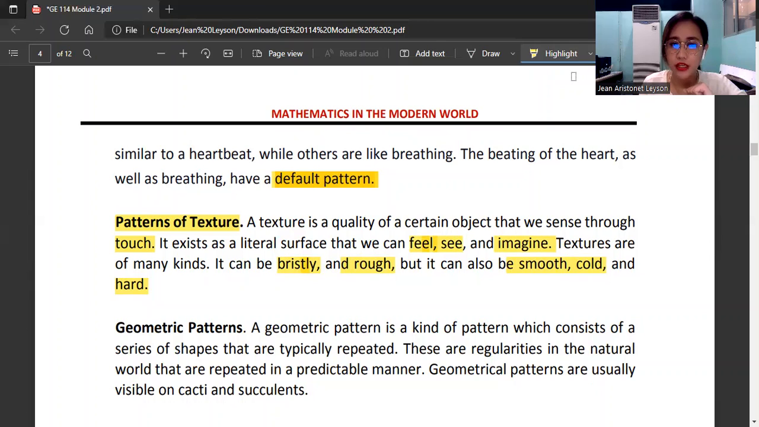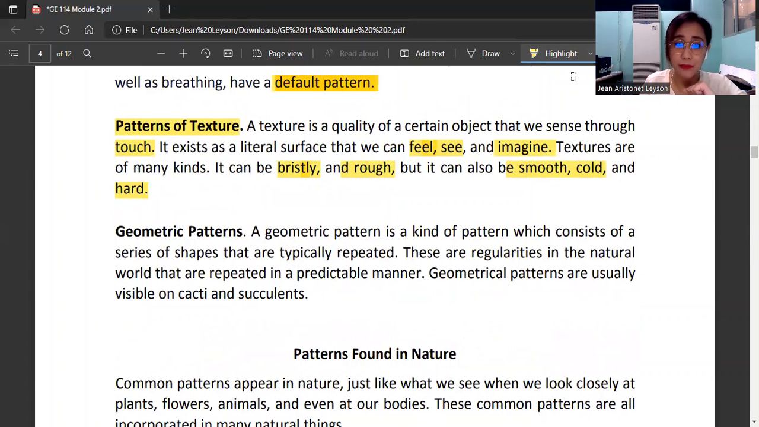Next, we have geometric patterns. A geometric pattern is a kind of pattern which consists of a series of shapes, typically repeated. So these are regularities in the natural world that are repeated in a predictable manner. Predictable meaning you'll be able to predict or know what the next object will be.